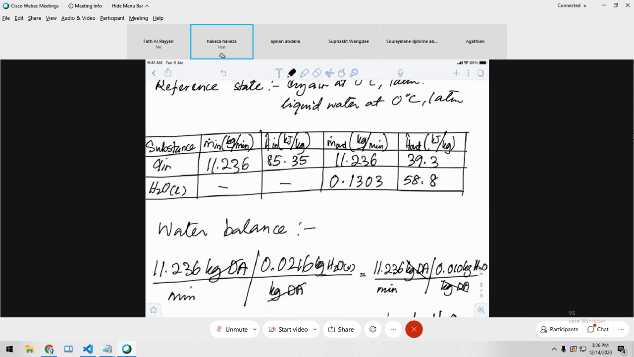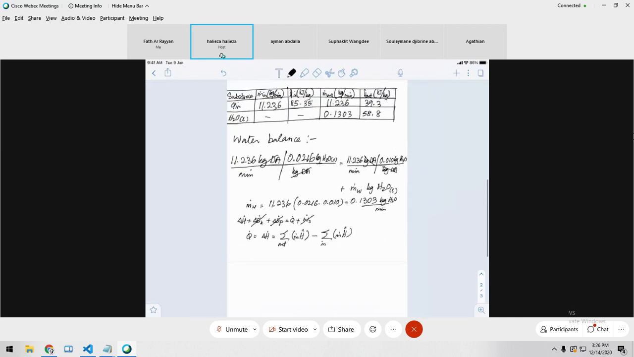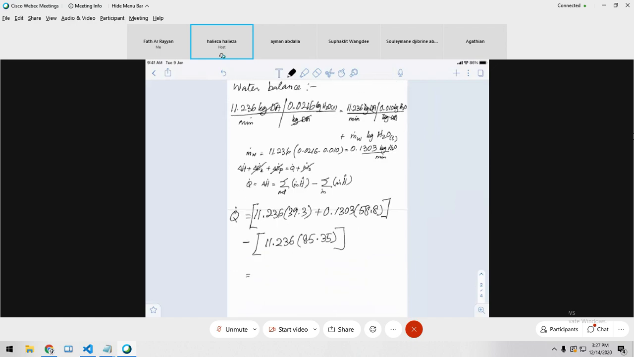You just need to calculate the energy balance. So I need to zoom out because I need to see the whole table. Q equals 11.236 times its enthalpy 39.3. I'm looking at the outlet, plus the amount of water that condenses with its corresponding enthalpy. That is the outlet minus the inlet, which is 11.236 times its enthalpy. That's done. So just multiply it. We should be getting our answer in kilojoules per minute. Let's do the calculation.